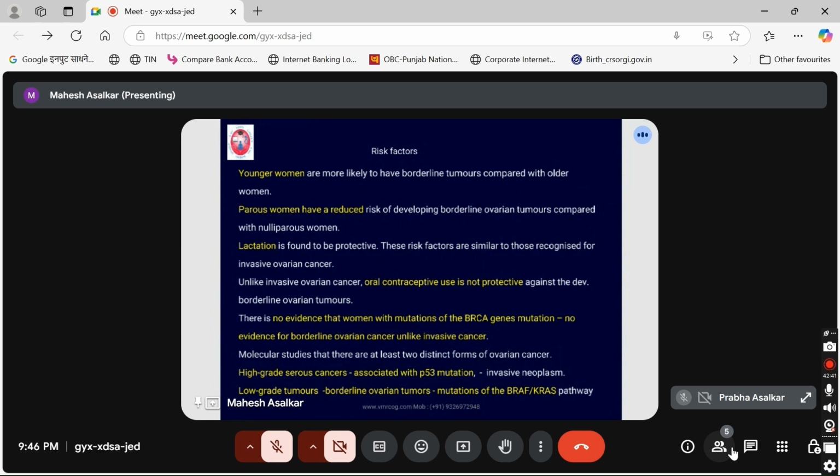There is no evidence that women with BRCA gene mutation are at risk for borderline ovarian cancer, unlike invasive cancer. BRCA gene mutation will lead to ovarian cancer, but invasive cancer and not borderline ovarian cancer. Is it clear? So when we talk about the etiology, either protective or oncogenesis, the OC pills are not protective for the borderline tumor, and even BRCA gene mutation will not lead to it, it is sporadic.